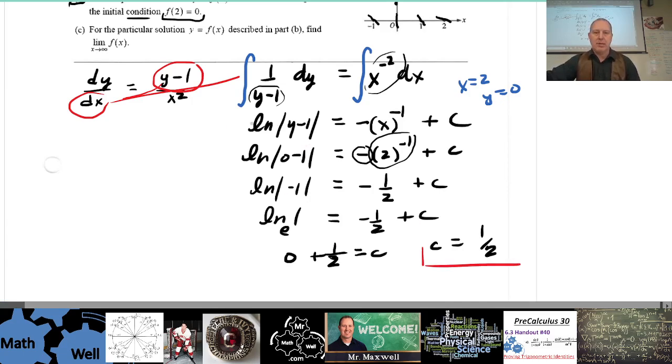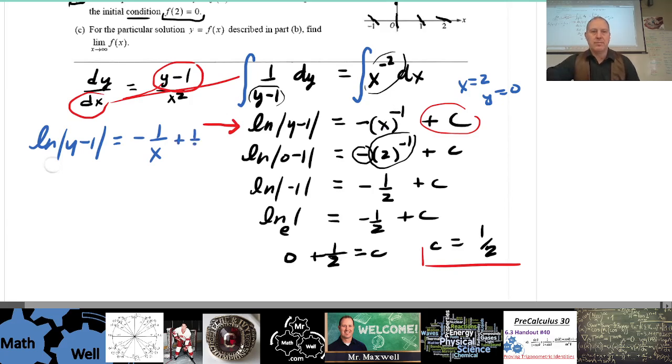I'm going to go back up here to this stage right here, and I have to plug in my c value now, and I'm going to solve for y. So I'll do that in blue over here. So ln of absolute value of y minus 1 is, now I could put negative 1 over x here, I guess, if you want. That's the same thing. Plus 1/2.